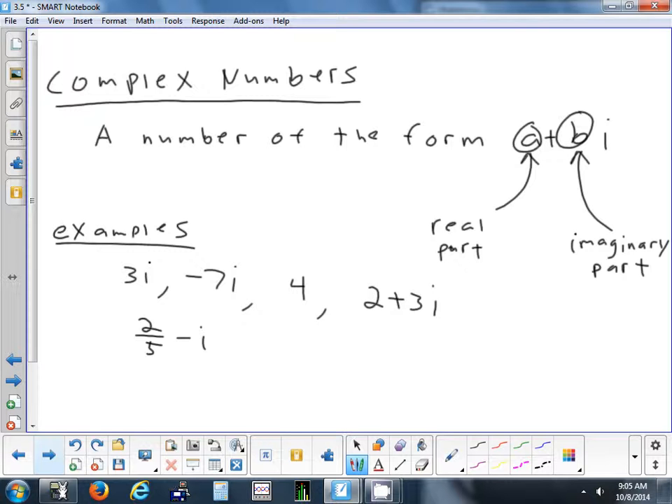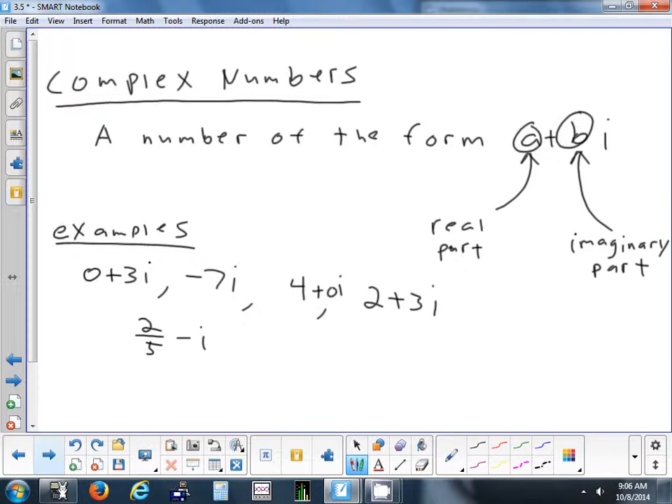So here's some examples of complex numbers. Okay, 3i, negative 7i. These two are special because they're called pure imaginary numbers. 3i and negative 7i don't have any real parts to them. You could think of the real part as 0 plus 3i. There's no real part. It's just 3i. Okay, 4 is also a complex number. Kind of the opposite, though. It has no imaginary part. 4 plus no imaginary parts, 0i. We generally, if a part is 0, we don't write it.